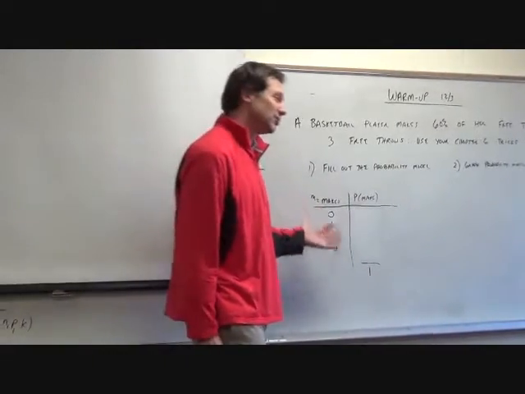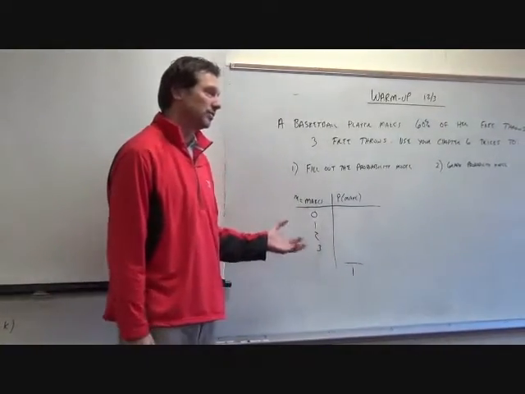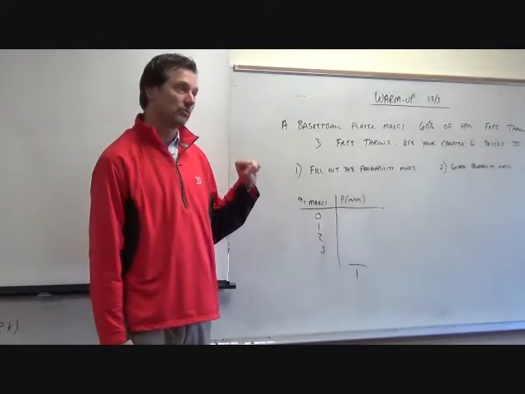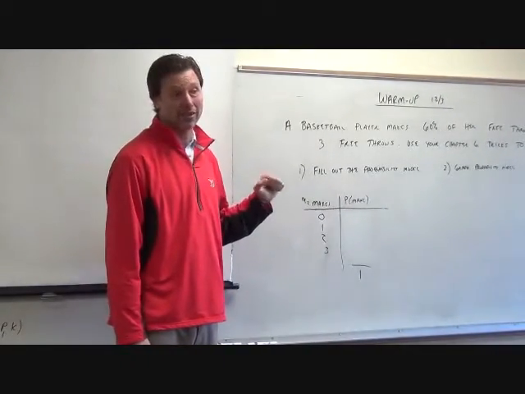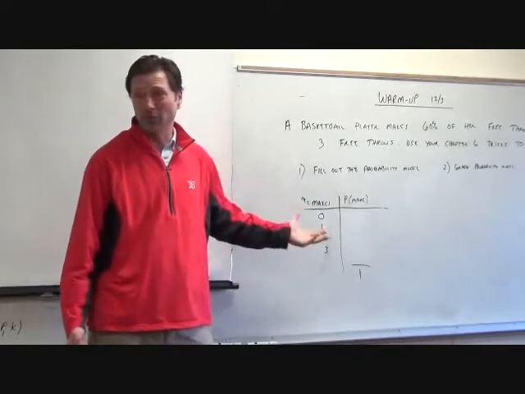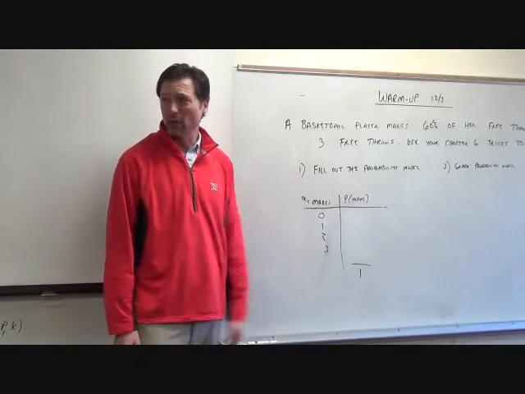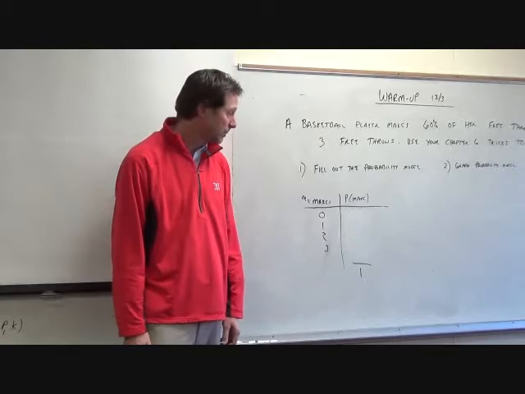Is this an example of a discrete or a continuous distribution? It is discrete, and the reason why is because there's a countable number of outcomes. There's only 4 things that can happen here. A person can make anywhere from 0 to 3.